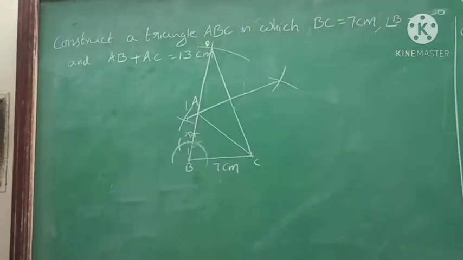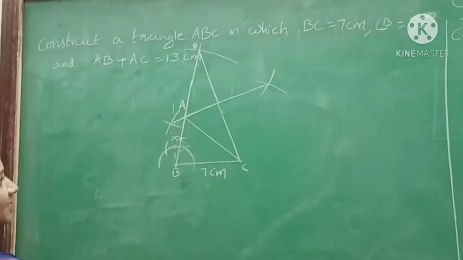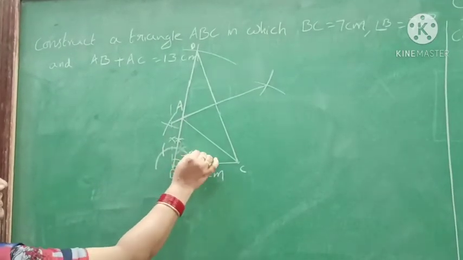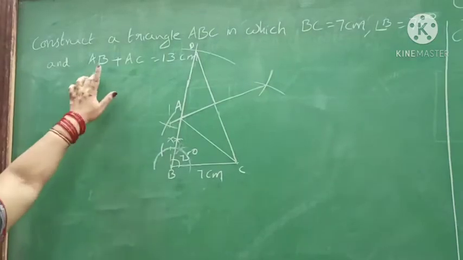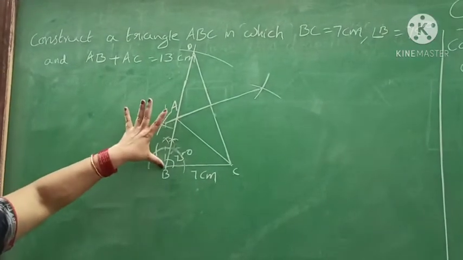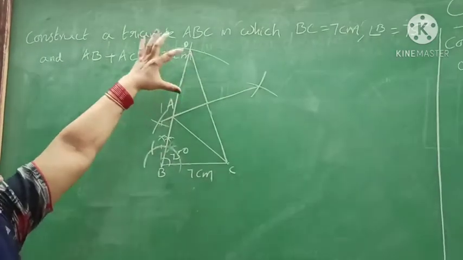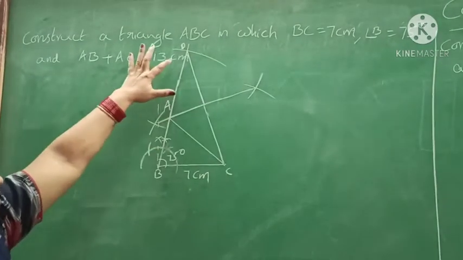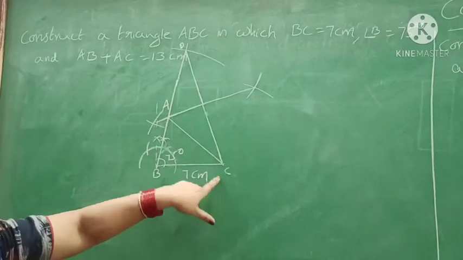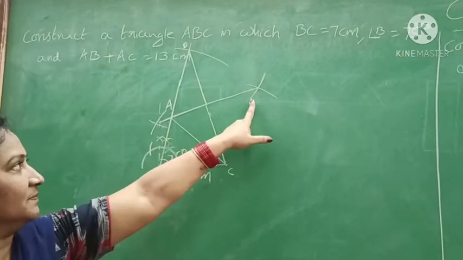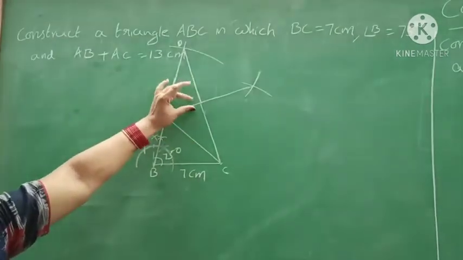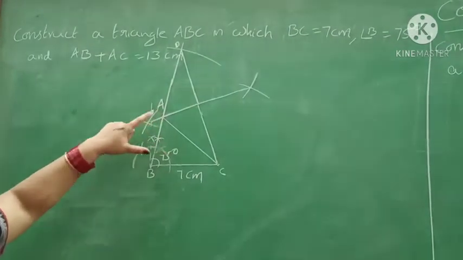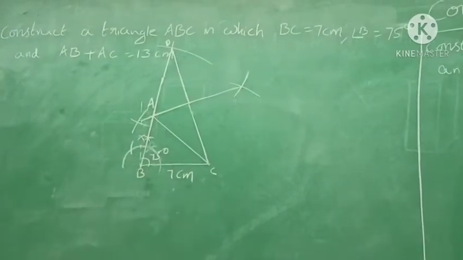So once again, see, we have drawn BC equal to 7 centimeters. Then we have drawn angle B equal to 75 degrees, and with AB plus AC equal to 13 centimeters, we have to draw an arc which is BD equal to 13 centimeters. Now join DC and draw the perpendicular bisector of DC. Where the perpendicular bisector meets BD is our A. So ABC is our required triangle.